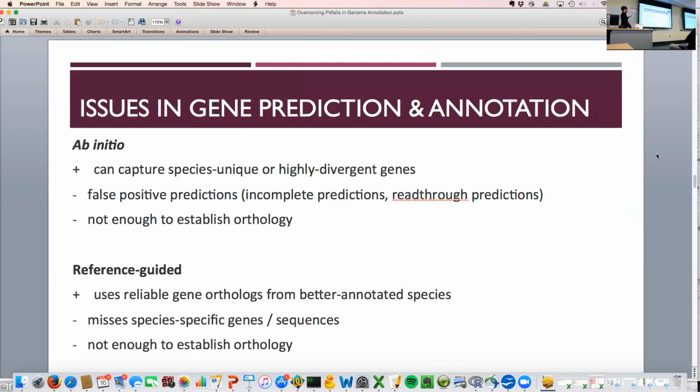So again, just to summarize, ab initio can capture a lot of these species-unique or highly divergent genes hypothetically, just based on looking at sequence. But as you can see, a lot of times it misses them as well.